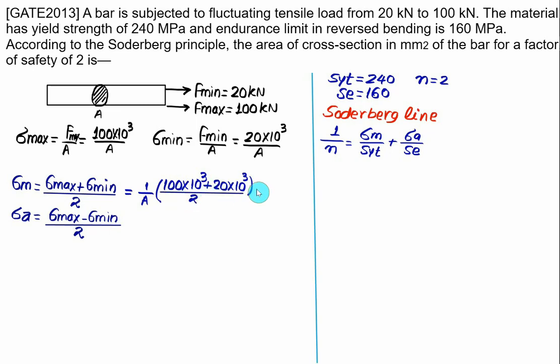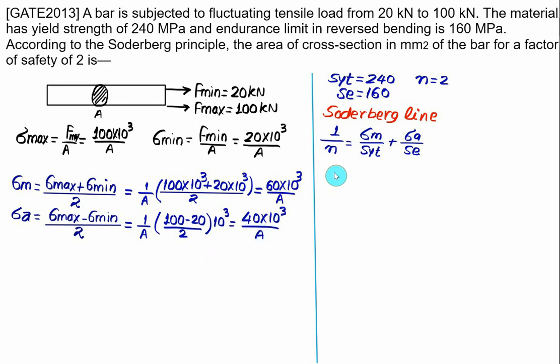120 is 120, so we'll get this answer equal to 60 into 10 to the power 3 divided by area A. Same thing will repeat here also. In that case, 1 by A we can take common. What we are left with is 100 minus 20 divided by 2, and 10 to the power 3 will again be taken common. We have 100 minus 20 equal to 80. 80 divided by 2 is 40. So we have 40 into 10 to the power 3 divided by area A.